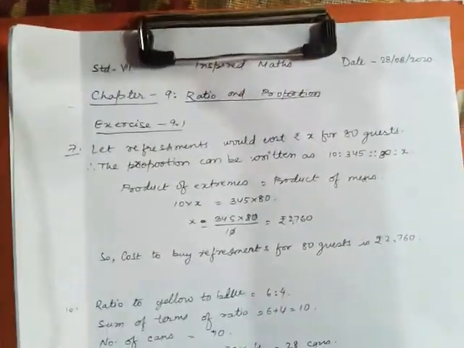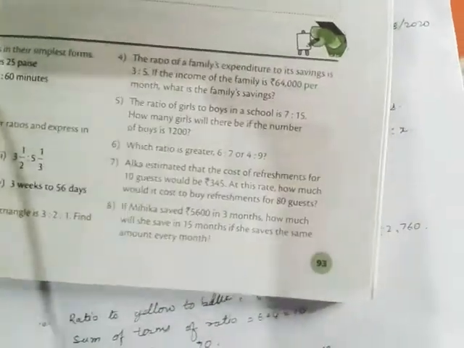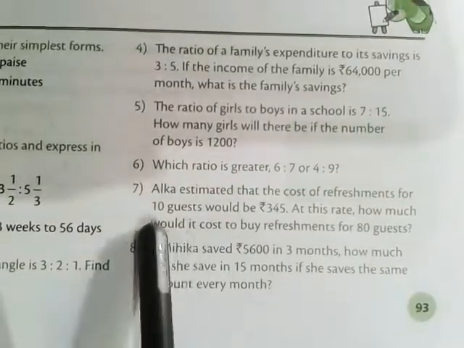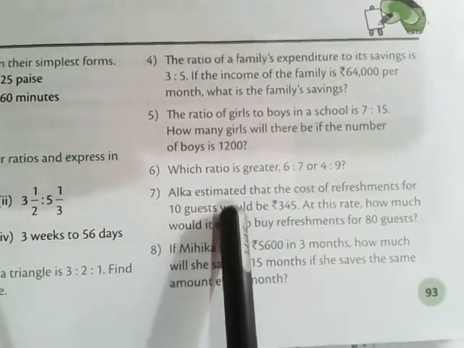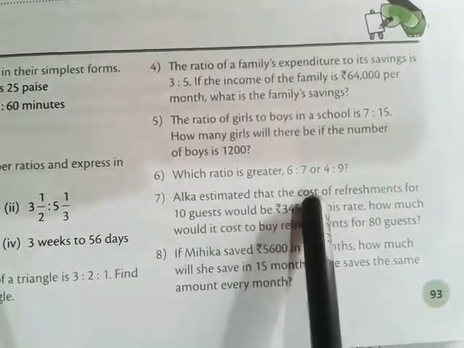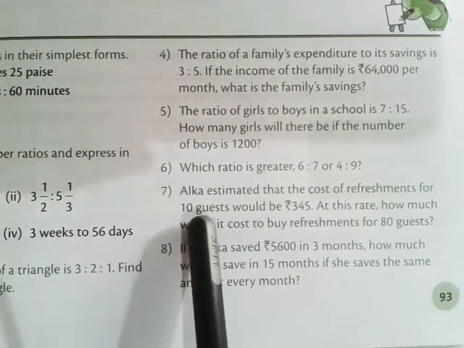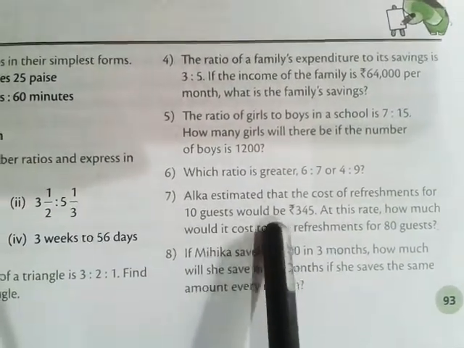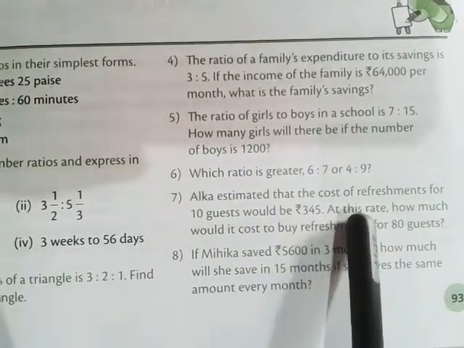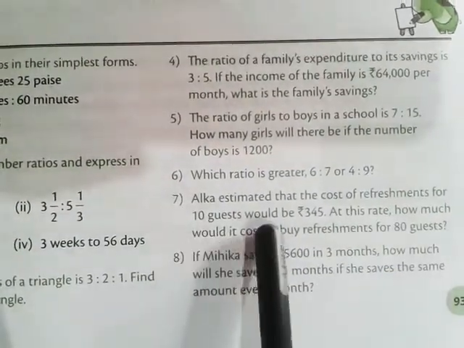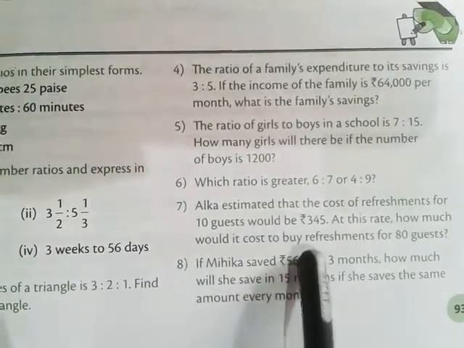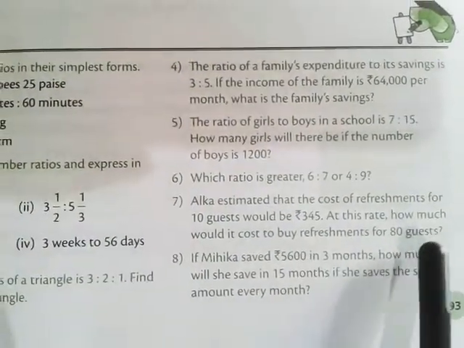So we start with question number 7. First of all, we have to read question number 7. Question number 7 is: Alka estimated that the cost of refreshment for 10 guests would be rupees 345. At this rate, how much would it cost to buy refreshment for 80 guests?